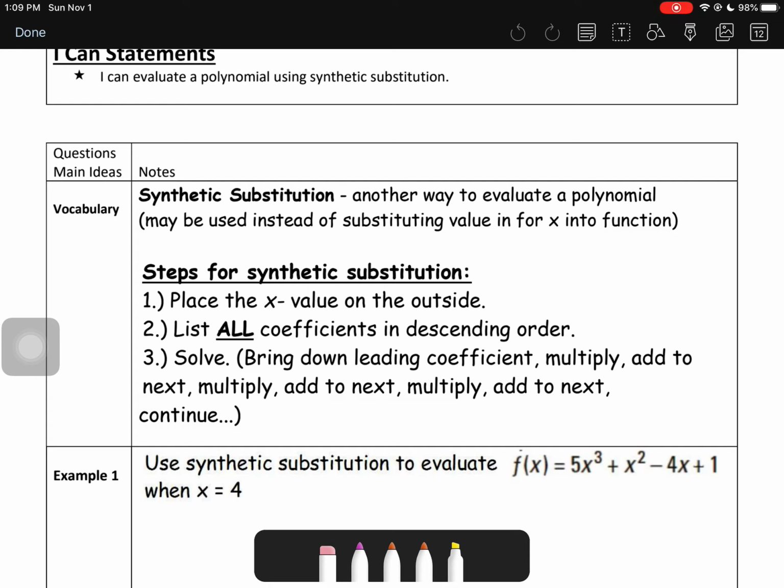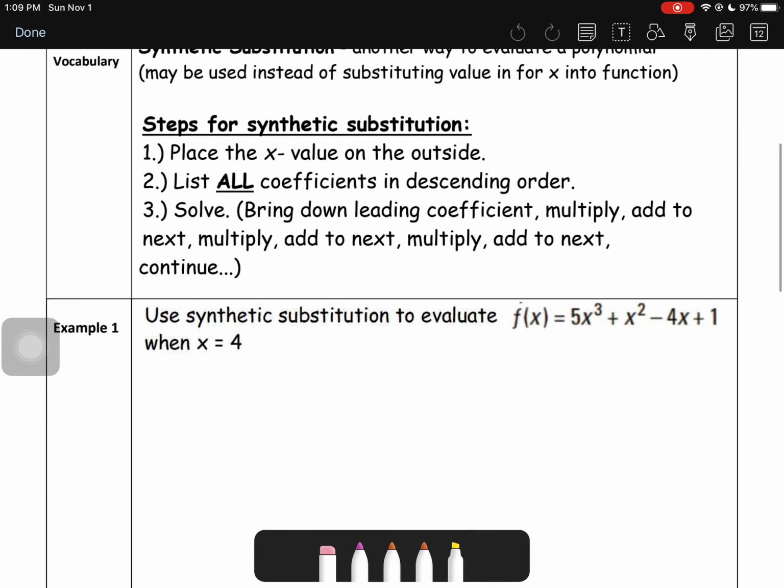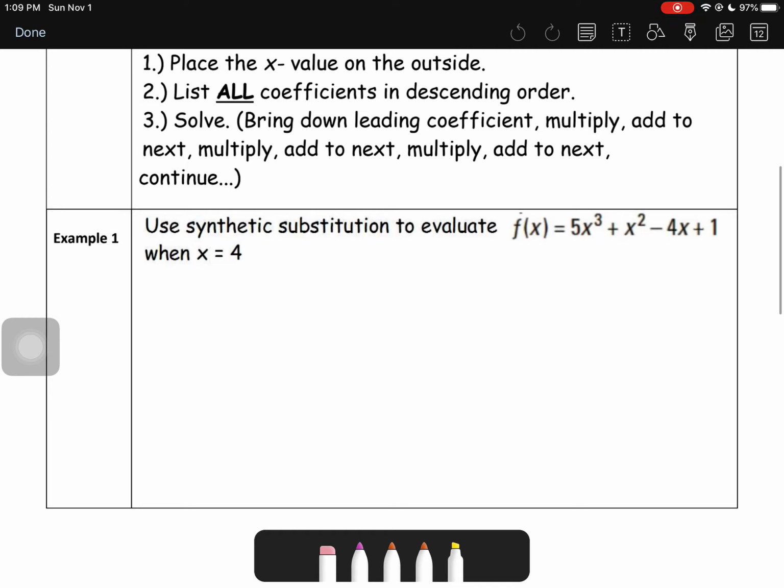We list all the coefficients of the polynomial in descending order, meaning largest to smallest when it is talking about the exponents. And then we solve. We bring down the leading coefficient, we multiply times the number out front, we add to the next, and so forth. So I think the easiest way is for us to try one.